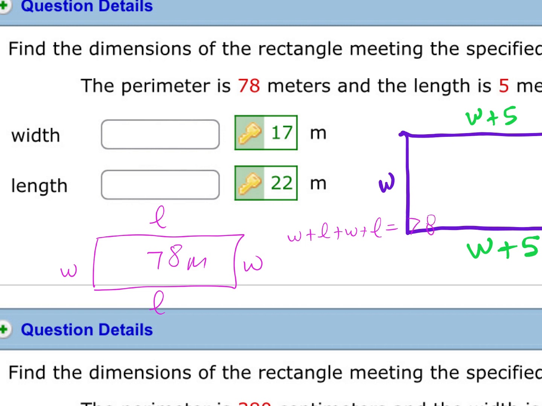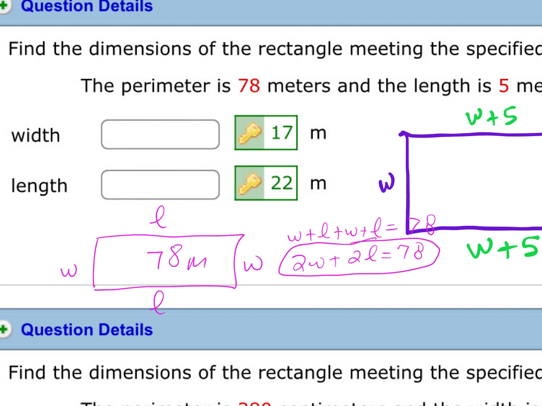What's another way I could rewrite that? 2 W's plus 2 L's equals 78. If you guys don't like using W and L, what are 2 letters that you could use that we've been using? X and Y. Okay, fine. So here's an equation, right? I need 2 of them. I need a system of equations to solve this.